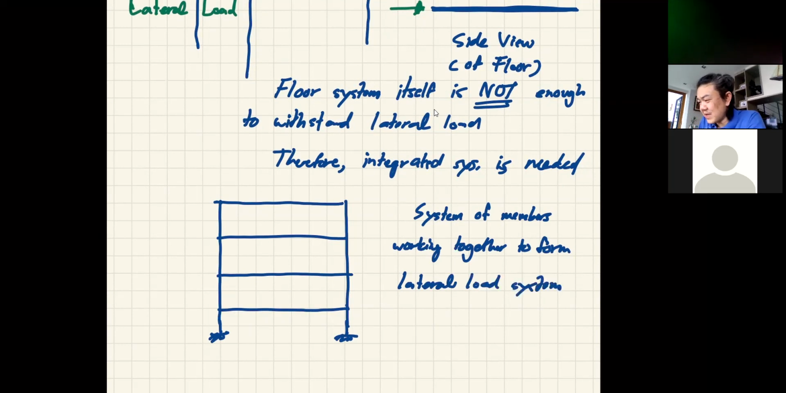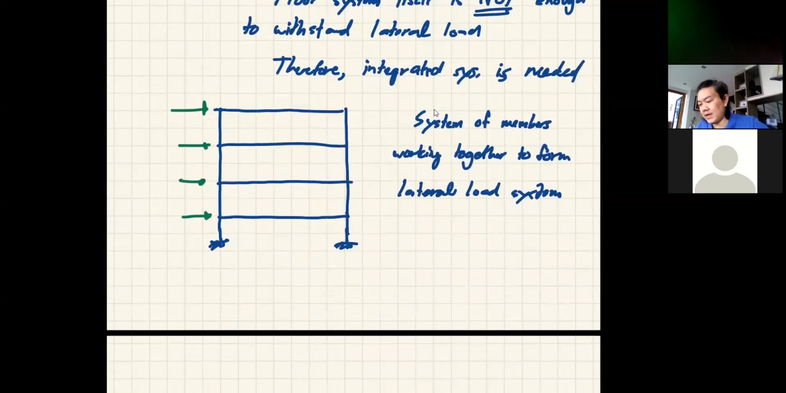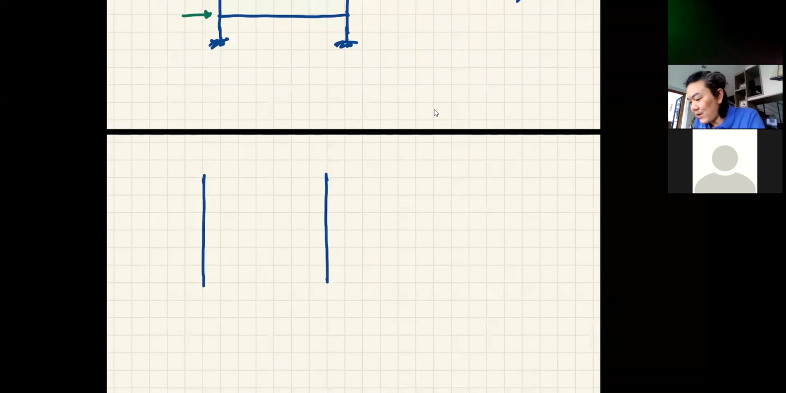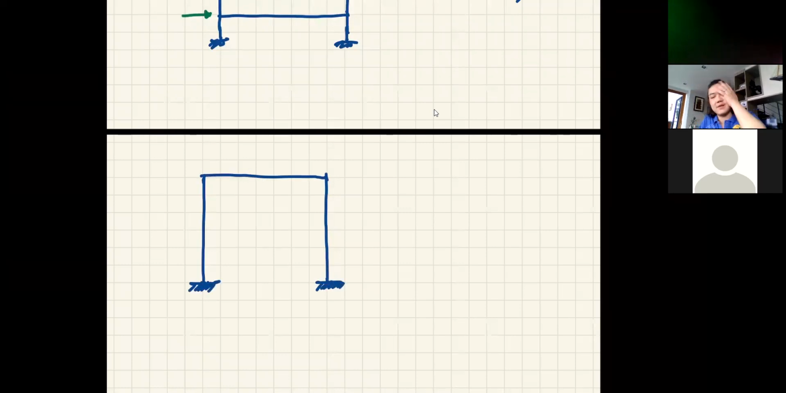So now if the lateral load comes in at each floor, we can now have the system to withstand it. Okay, but just take a look at the system itself. Now let's say we begin with a very typical system like this. Let's say no floor, just one frame. But in general, let's say it's a fixed support like this.